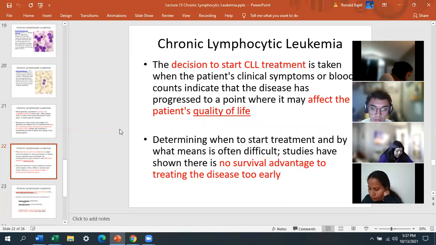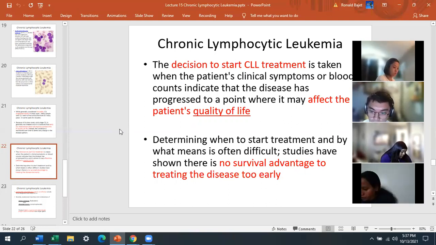The decision to start CLL treatment, like I said, you need to consider the patient's quality of life, because a lot of times people will say it's not the leukemia that's going to kill you, it's the medication. Okay, so an important thing to consider is your quality of life when you undergo treatment. There's no survival advantage to treating the disease. So like I said, treatment may or may not help.